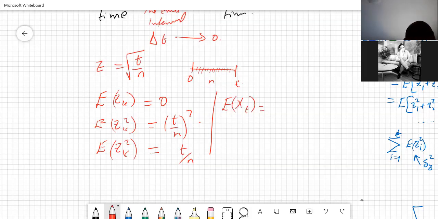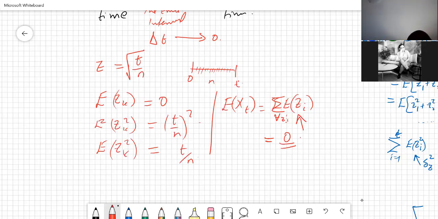The expected value of xt becomes the expected summation over all these zi, and remember, this is 0, so this one also equals 0. So the other one, the expected value of xt squared, becomes a summation.